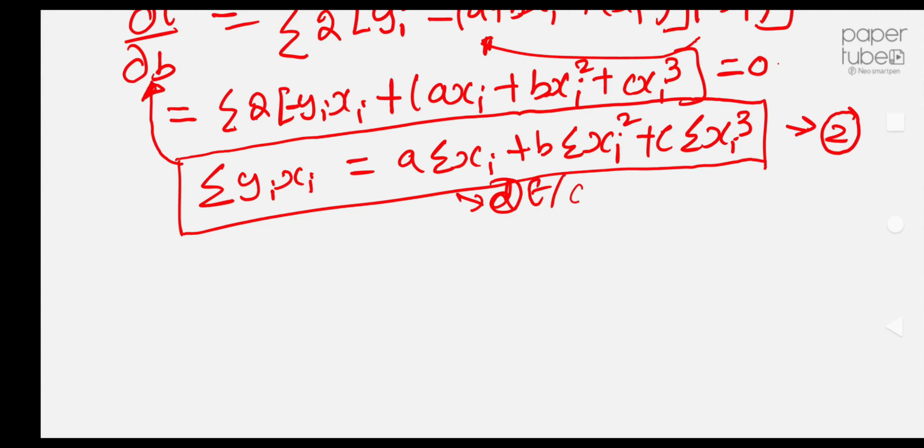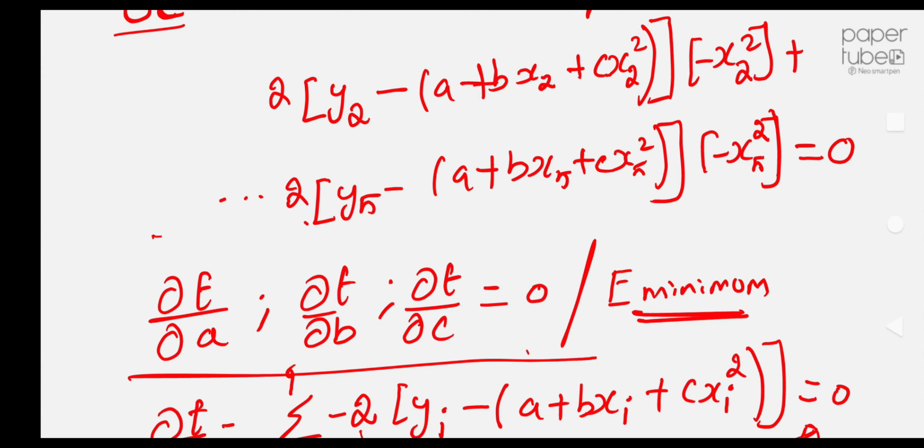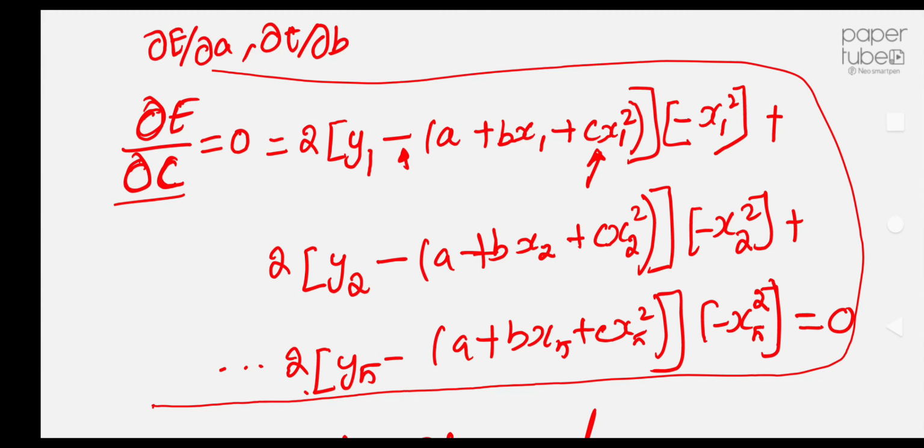So now we have ∂E/∂C, which we just calculated. I'm going to write this equation in a general format. General format means I'm going to assume I have I number of values. So ∂E/∂C, the partial derivative of the error function with respect to C, should be equal to 2 multiplied by y_i.